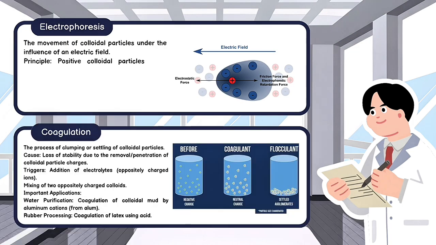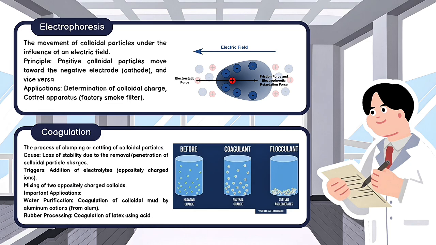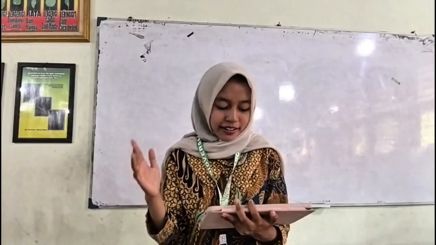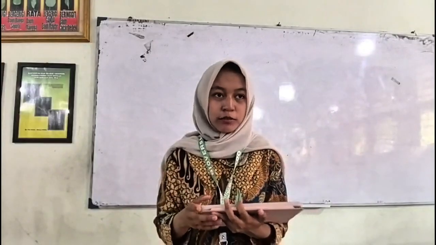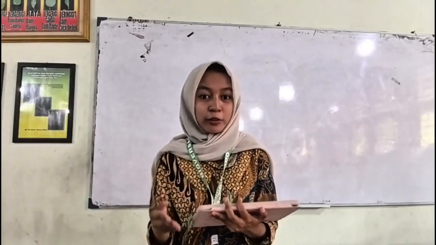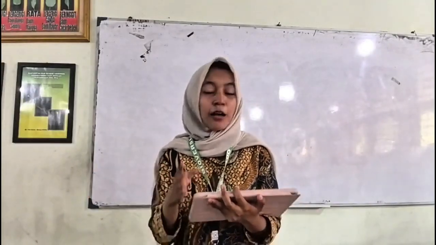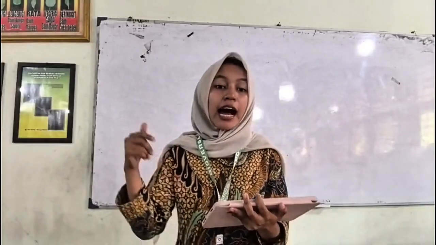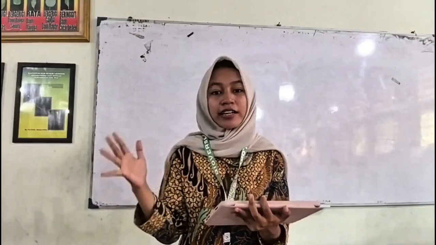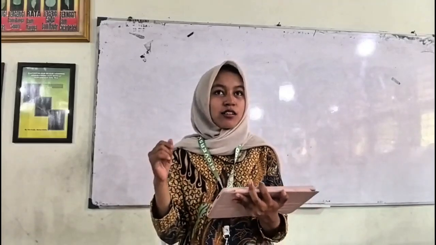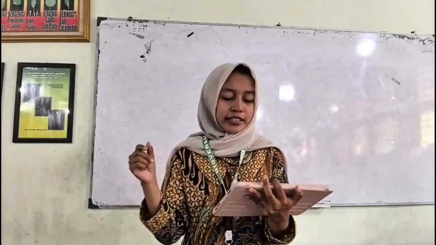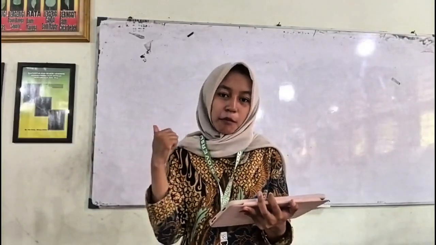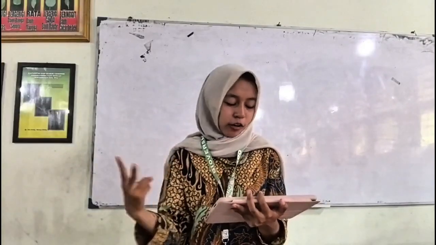So the fourth characteristic of colloids is electrophoresis. You may be wondering what it is, so I will tell you what electrophoresis is. Electrophoresis is the movement of colloidal particles under the influence of an electric field. So we have to underline the electric field. We have two varieties, positive colloids and negative colloids.